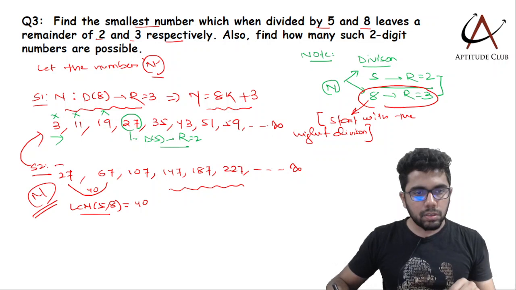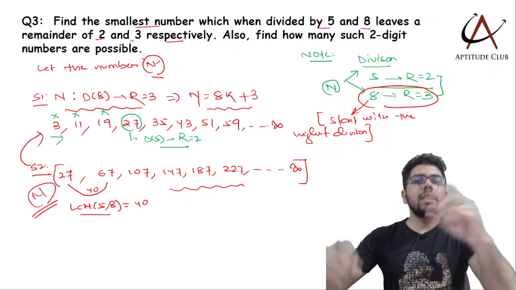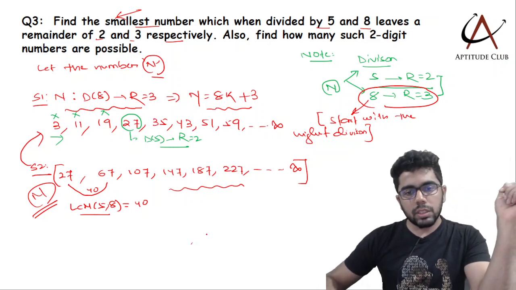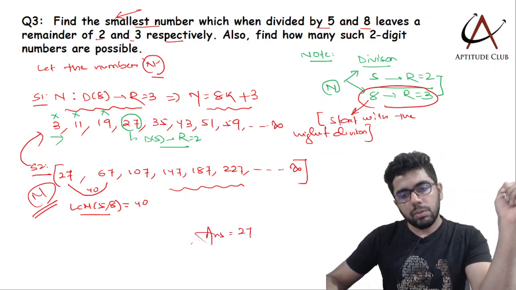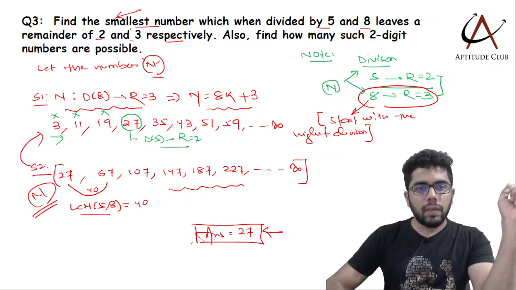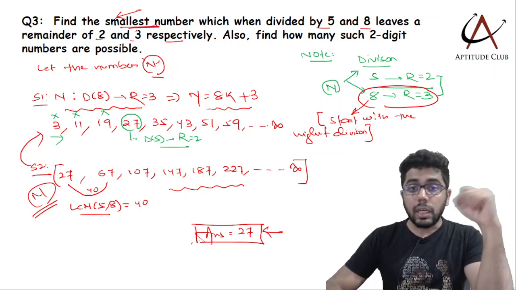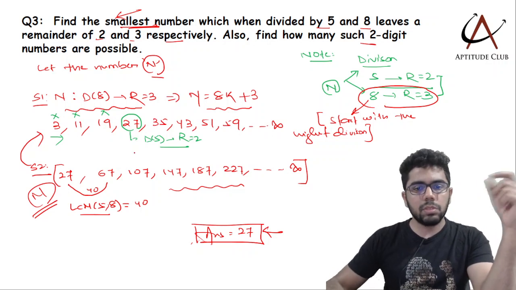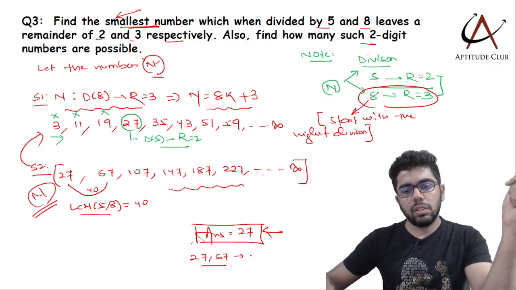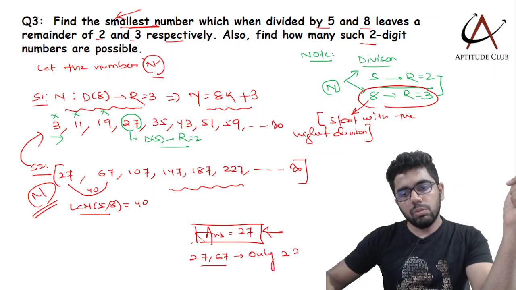All the numbers here. So there is not one single number. इसीलिए क्वेश्चन का डिजाइन देखो, पूछ रहा है फाइंड द स्मॉलेस्ट नंबर. Hence our answer will be how much? 27. 27 is the smallest number. Find the smallest number, वो 27 है. And how many such 2-digit numbers are possible? 2 ही 2-digit number हो सकते हैं, 27 and 67. Only 2 2-digit numbers.